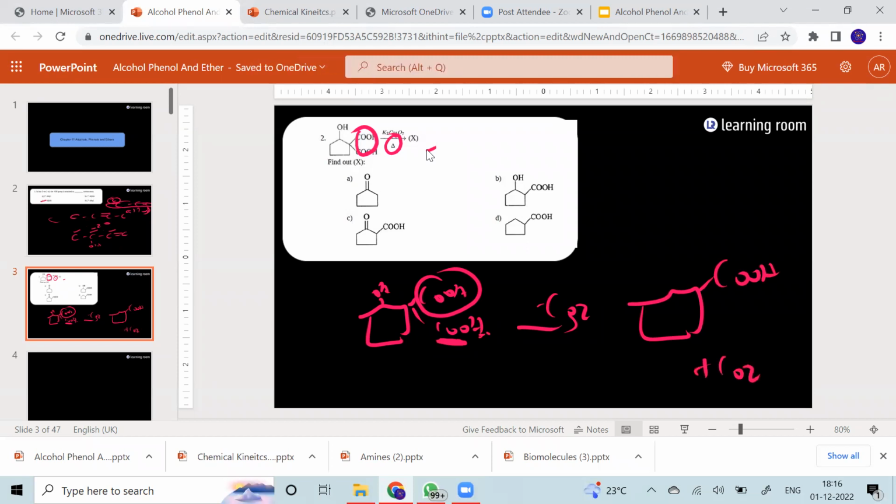Now the next one: this OH is there, and we are putting a strong oxidizing agent like K2Cr2O7, potassium dichromate. What will happen to the alcohol? The alcohol will get oxidized to form C double bond O. So the answer for this question will be B. Okay. Next.